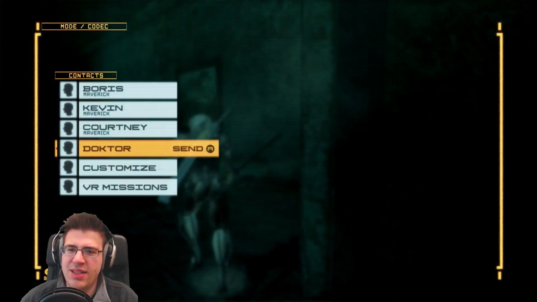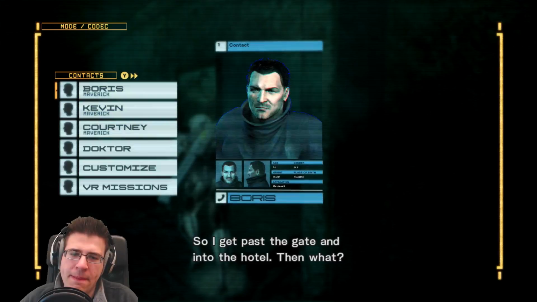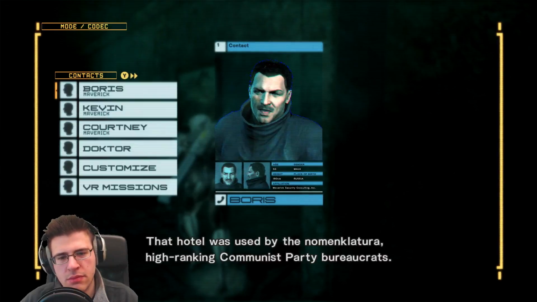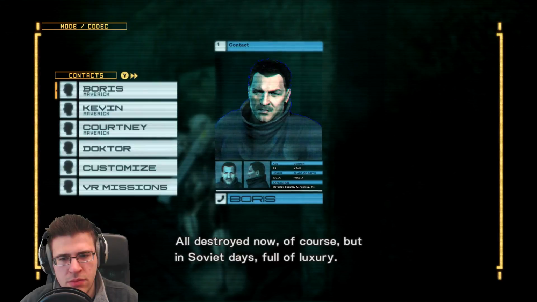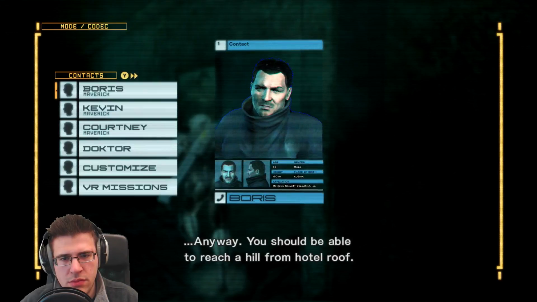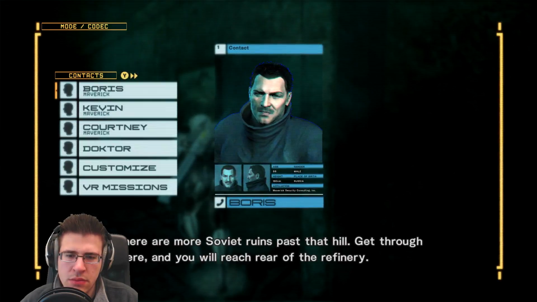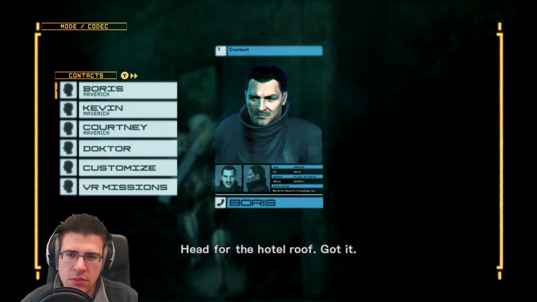Huh? What? So I get past the gate and into the hotel. Then what? That hotel was used by the Nomenklatura, high-ranking Communist Party bureaucrats. All destroyed now, of course, but in Soviet days, full of luxury. Anyway, you should be able to reach a hill from hotel roof. There are more Soviet ruins past that hill. Get through there, and you will reach the rear of the refinery. Head for the hotel roof. Got it.